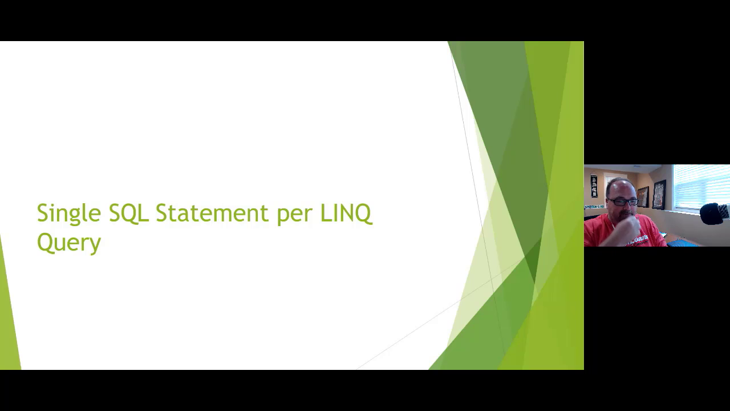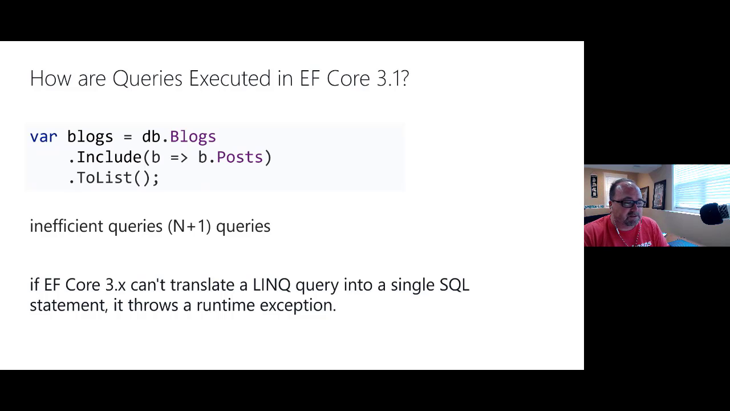Another thing that EF Core and the team at Microsoft has done is try to do single SQL statements per query. If we take a look at this query, it says go out and use the blog entity and include all the posts for each blog that we return back, and then bring that back as a list. In the previous iterations of EF Core, this could have caused a lot of queries to happen. You would have gotten a query to get all the blogs, and then a query for each blog to get back posts, and then it would bring everything together.